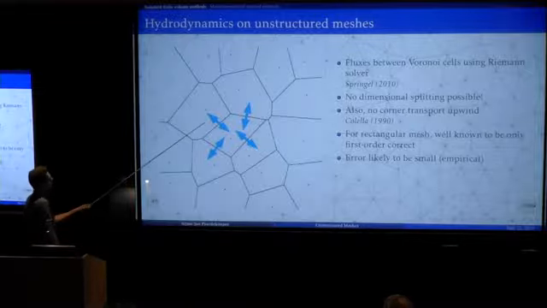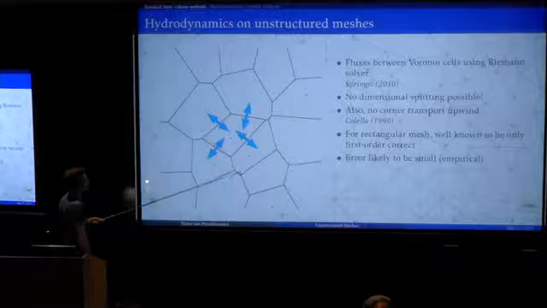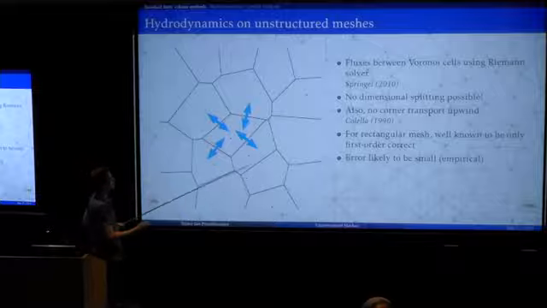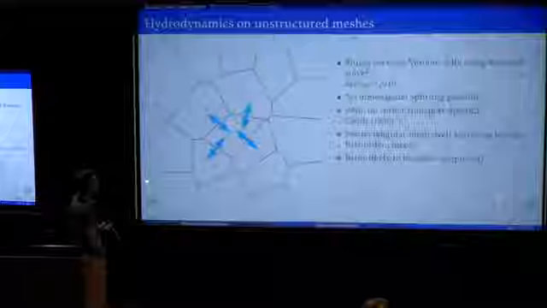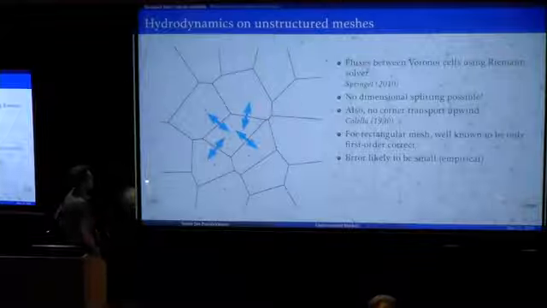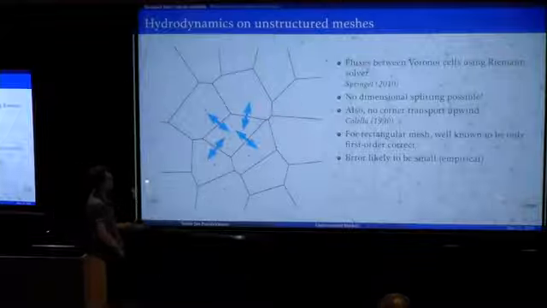So if you do this kind of thing on a rectangular mesh, this is well known to be only first order correct, because you don't account for the multidimensional integration. You neglect some cross derivatives. But as is empirically known, the errors are usually quite small.